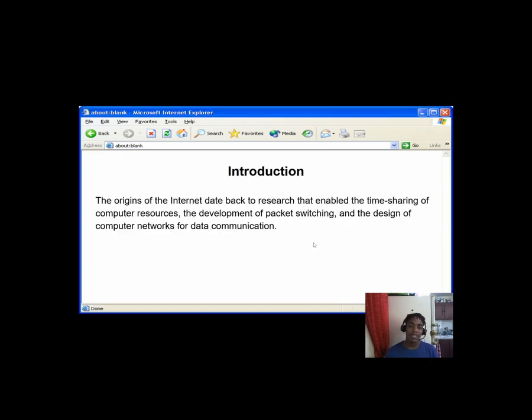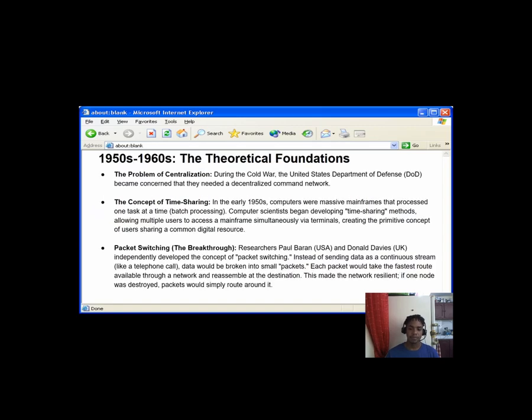First, introduction. The origin of the internet dates back to the research that enabled the time sharing of computer resources, the development of packet switching, and the design of computer networks for data communications. 1950s to 1960s, the theoretical foundation. Third, problem of centralization. During the Cold War, the United States Department of Defense (DoD) became concerned that they needed a decentralized command network.